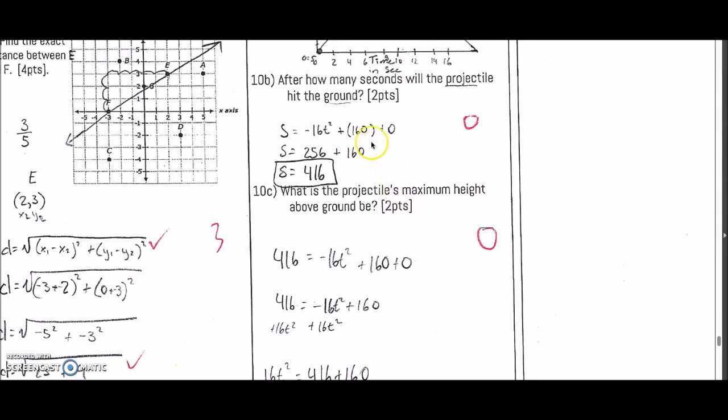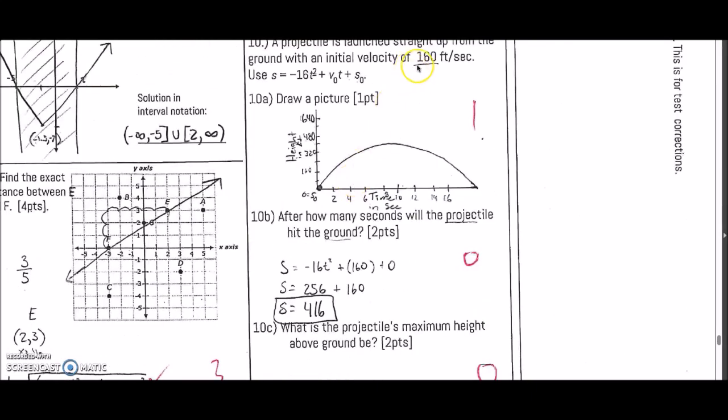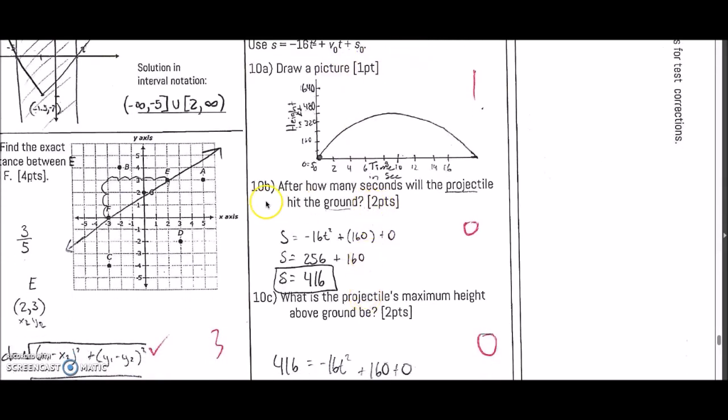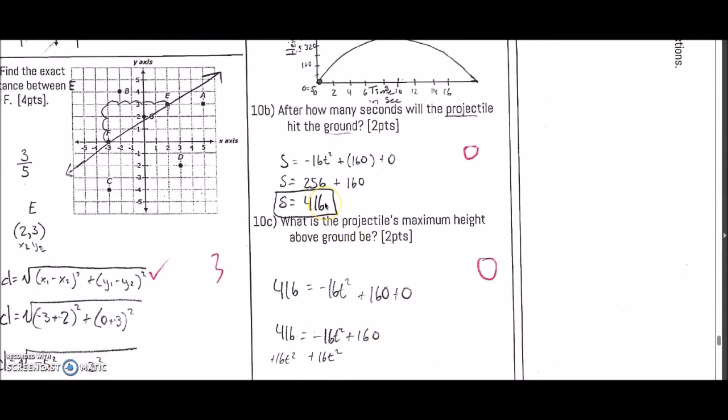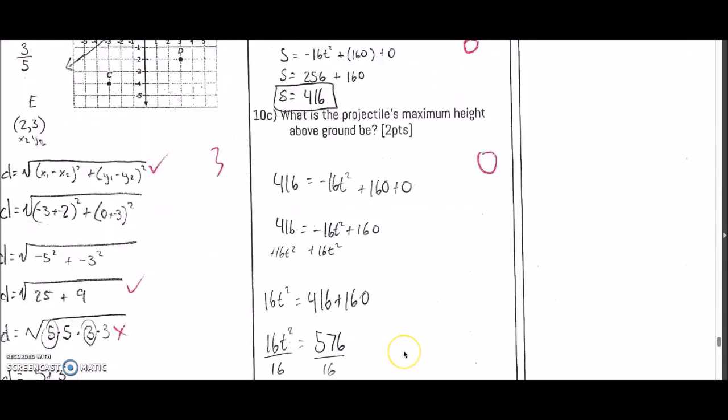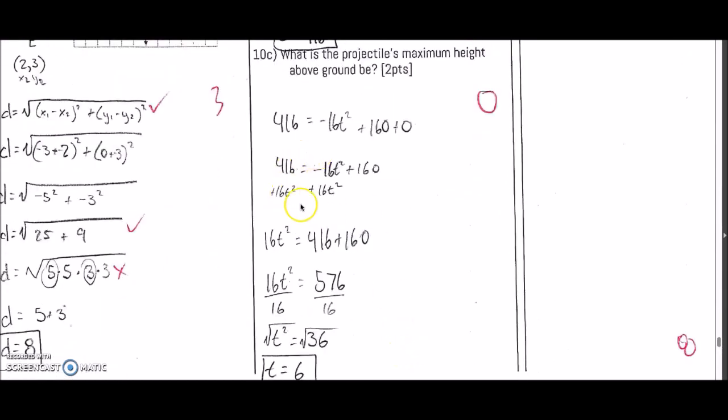So this student put in the initial velocity of 160 feet per second. They put that in for their T instead of V0. That means in 10b they got 416, and they thought to use 416 as S. They should have been solving for T here. And then they used that for the other problem, and miraculously got something that sounds somewhat reasonable, T equals 6, but not in the correct direction.